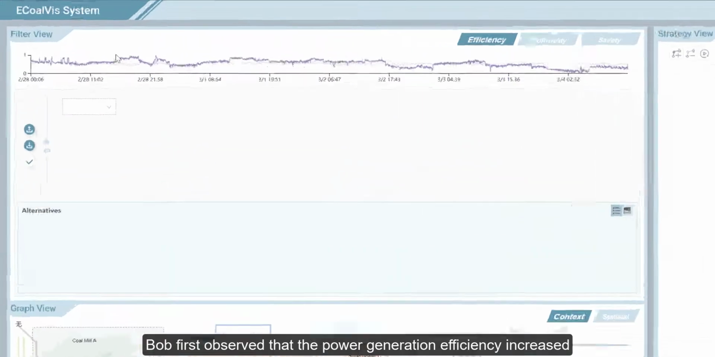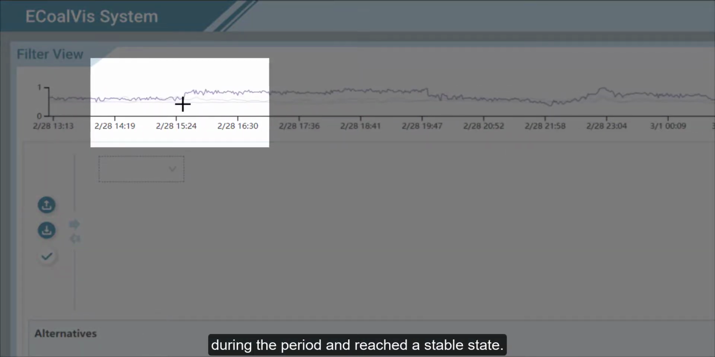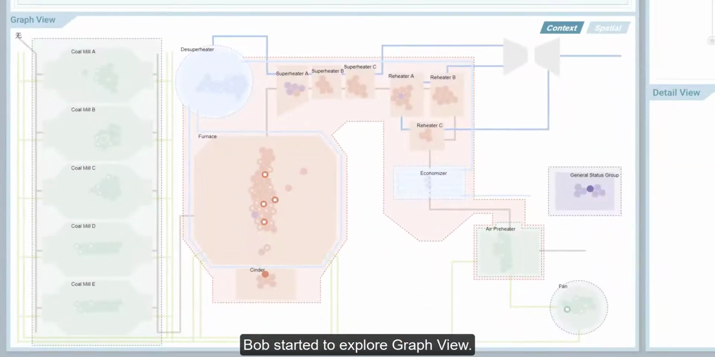Bob first observed that the power generation efficiency increased during the period and reached a stable state. Therefore, he brushed this period with anomaly to find a responsible cost control strategy. After the back-end algorithm extracted the control strategy, Bob started to explore graph view.